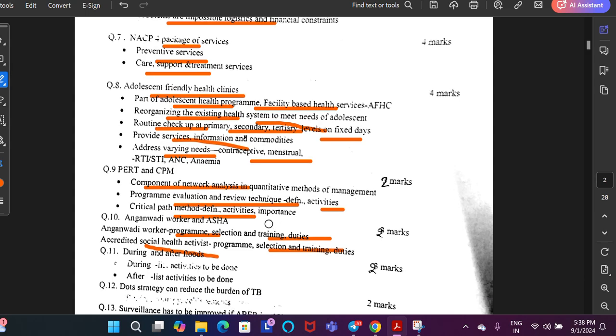During and after floods. During floods, activities.